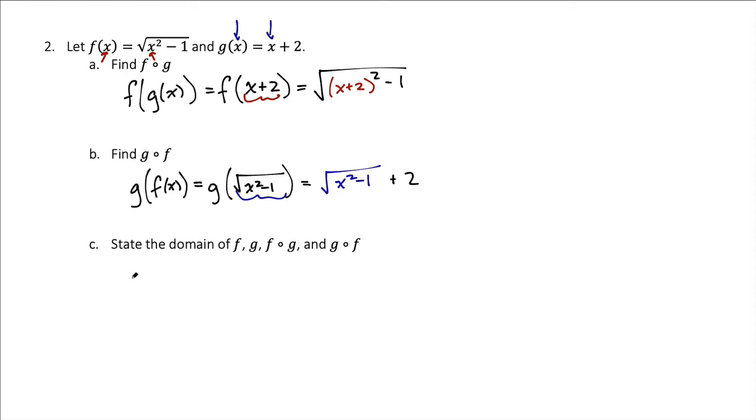Okay, now for our domains, we'll start with f. Well, f, we have a square root of x squared minus 1. So when you have the square root of something, that thing has to be greater than or equal to 0. If we add 1 to both sides, that gives us x squared has to be greater than or equal to 1.